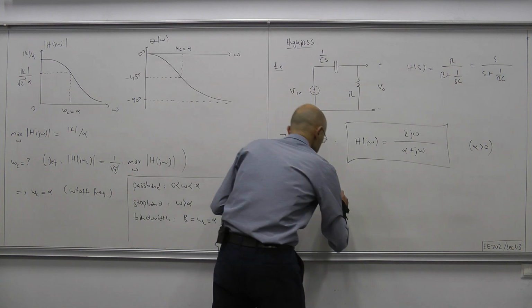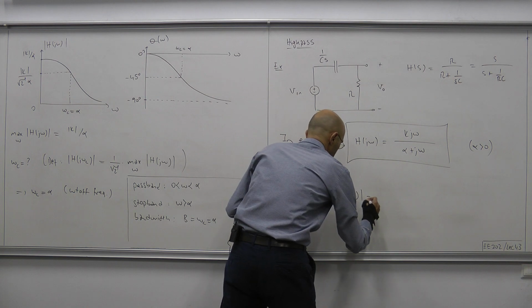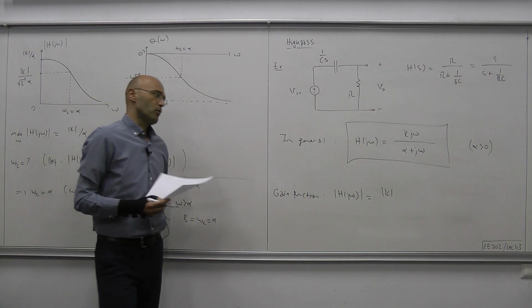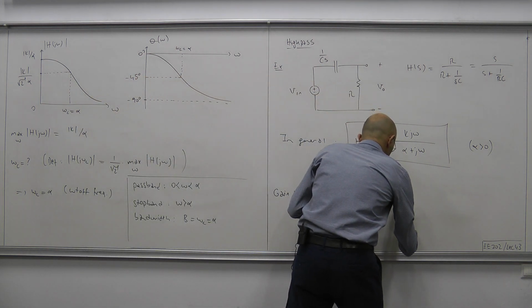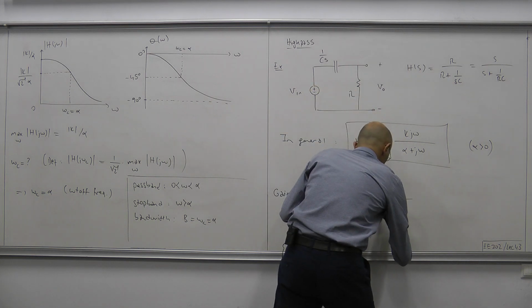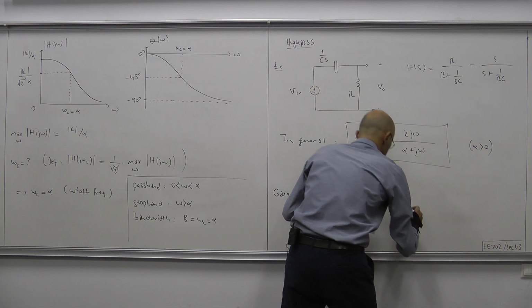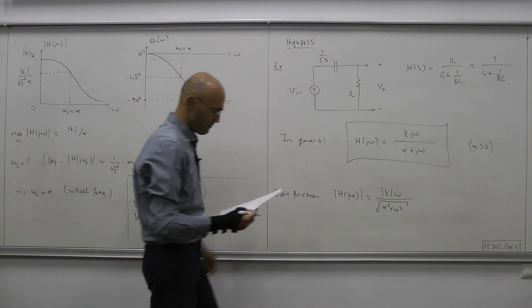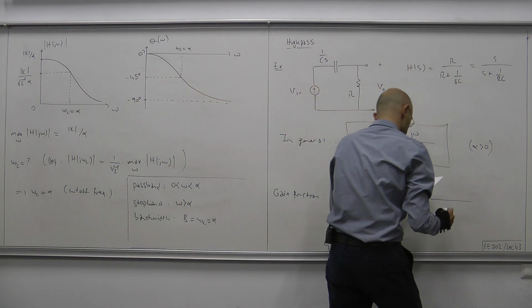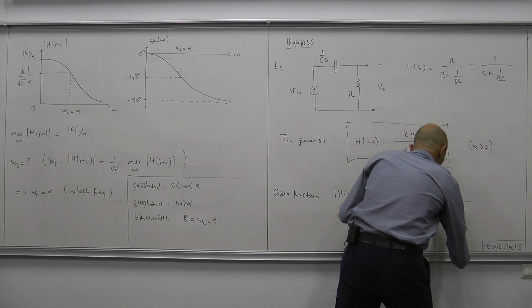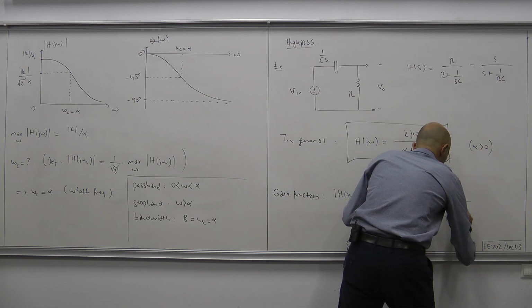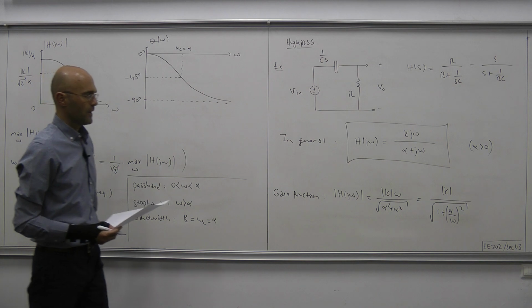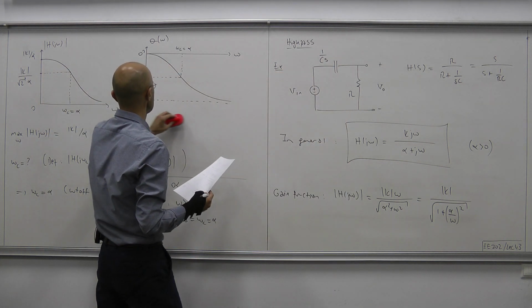Okay, now the gain function, the magnitude of H of j omega, equals the magnitude of K, because K could be either positive or negative, times omega over the square root of alpha square plus omega square. Okay, the magnitude of the numerator divided by the magnitude of the denominator. And let's rewrite this in the following form, which will make certain things easier to see: with 1 plus alpha over omega, squared, under the square root. Okay, and then how about the phase?